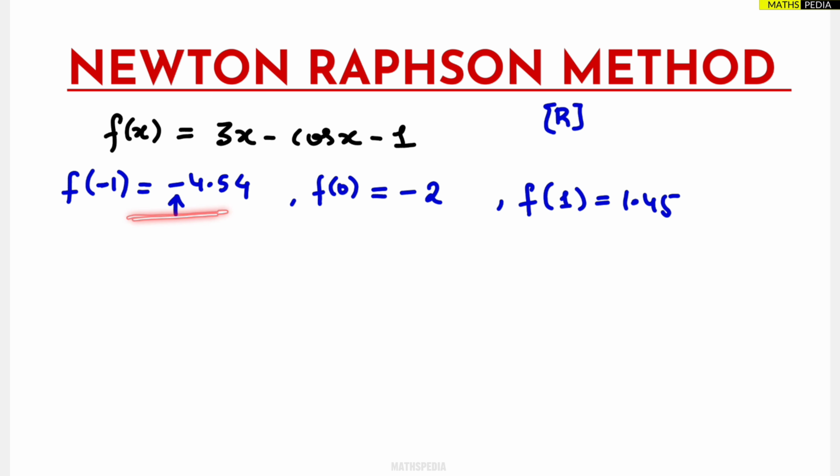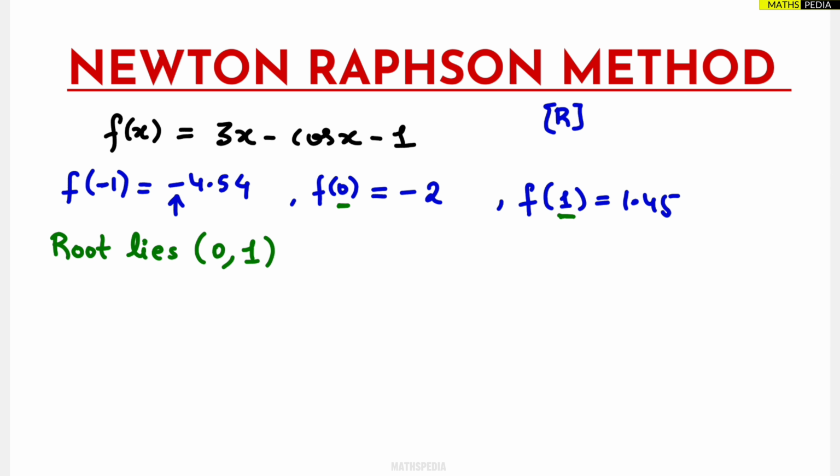Now at minus 1 the function was negative, and at 0 also the function is negative. But when I substituted 1 in place of x, I got 1.45, which is positive. So that means the root lies between these two, because this is negative and this is positive. That's why I said we have to find where the root lies. Wherever you get negative and positive, the root lies between them. We can say x equal to 0 and 1, so the interval is 0 comma 1.